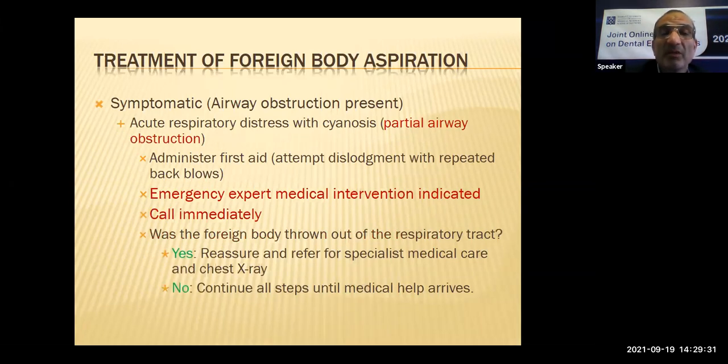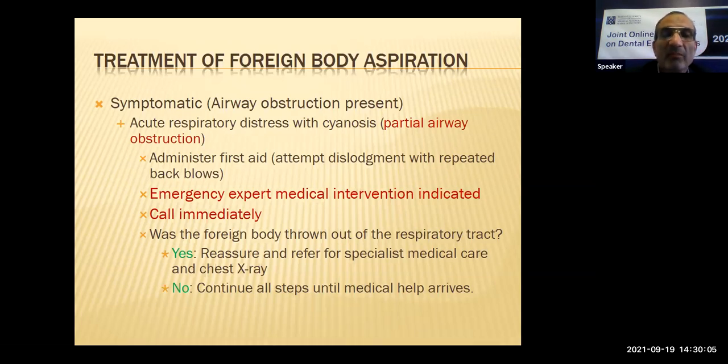If there are some symptoms, but the airway is a partial obstruction, we follow the same steps as with complete obstruction, but it is a better situation, as we have time to do the first aid for our patient.